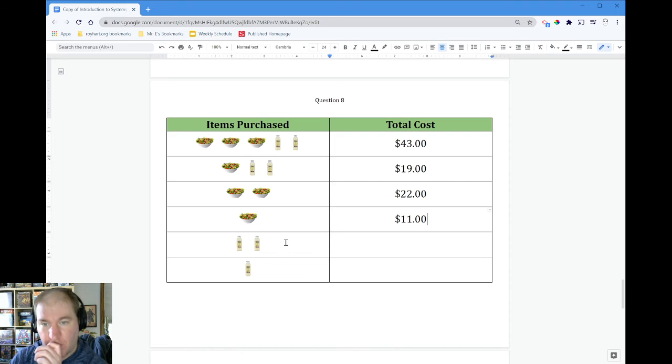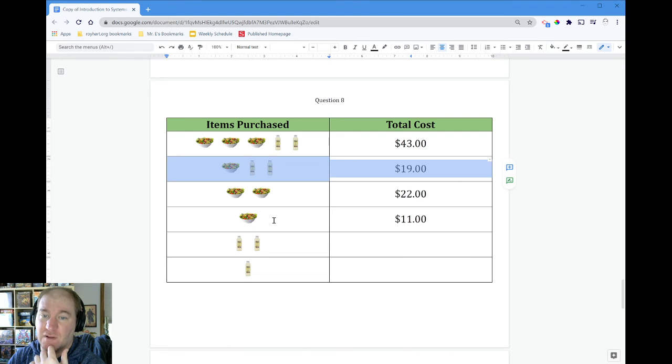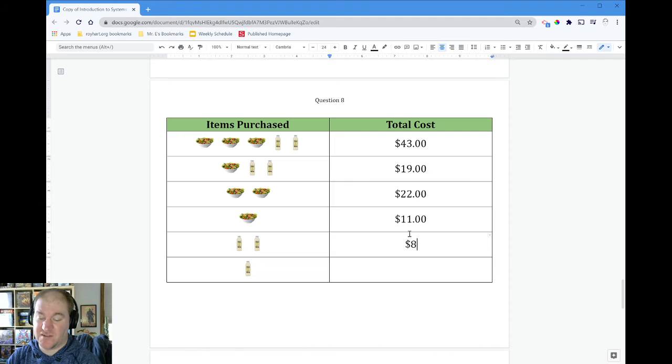Now we're missing a row here, I think, because, oh no, we're not. We can do this without it. Let's use this row here. 1 salad is $11. So right there, that salad is $11. And $19 to spend altogether. That means that those 2 lemonades cost $8. That means that each lemonade costs $4.